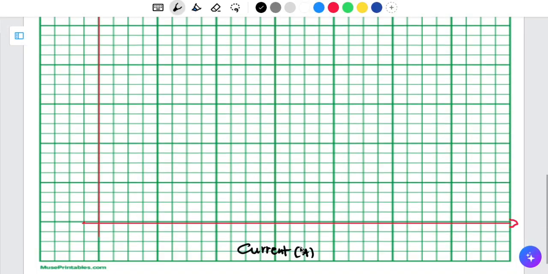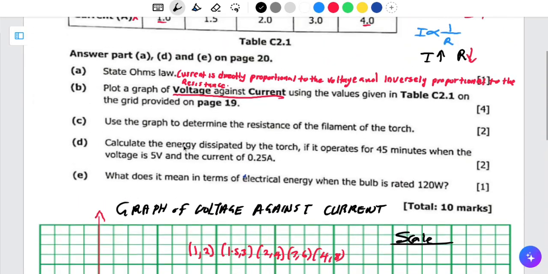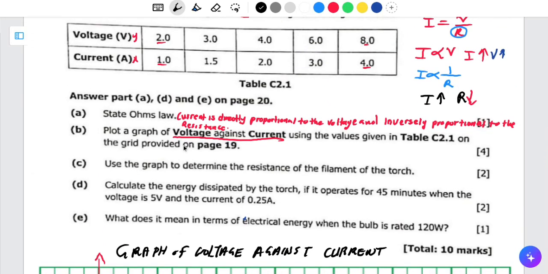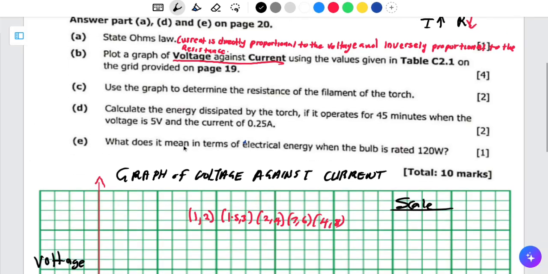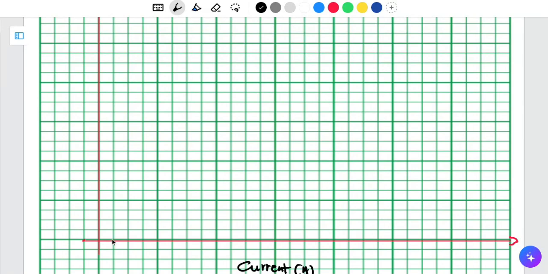So what is next? We need to come up with the scale. The scale is the one that we are going to use to graph this graph of voltage against current. According to how these numbers are in terms of the voltage, let me just show you here. In terms of the voltage, we are starting from 2, 3, 4, 6 and 8. Each grid box here on the graph is representing 2 centimeters. That is from this point here up to this point here. That is 2 centimeters.